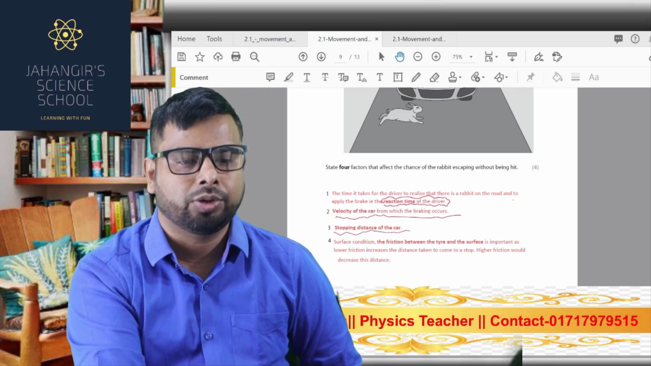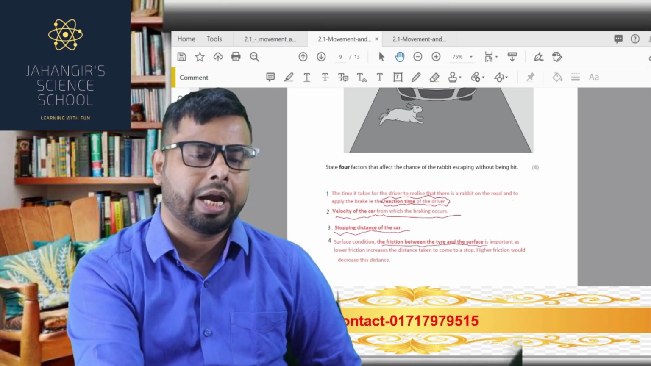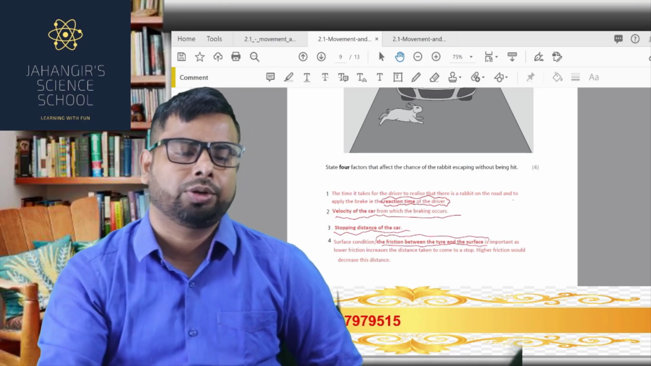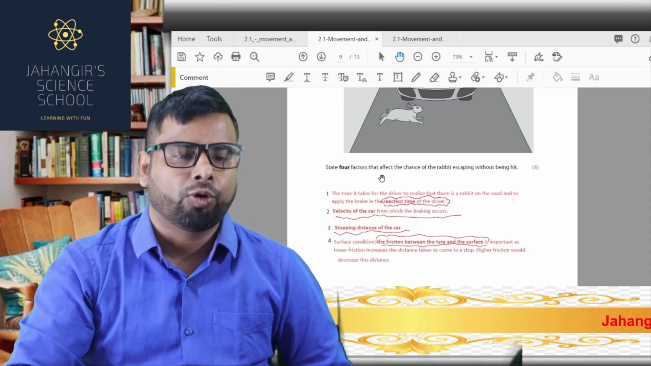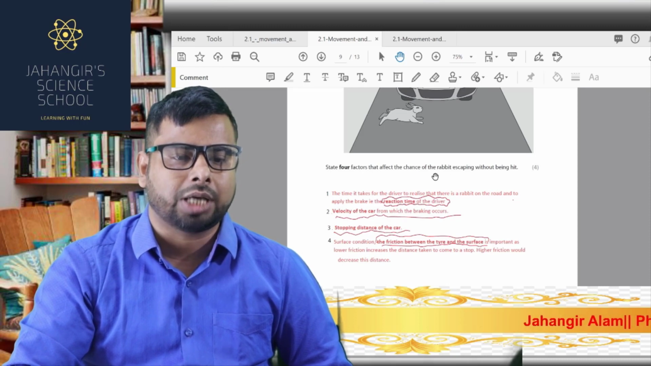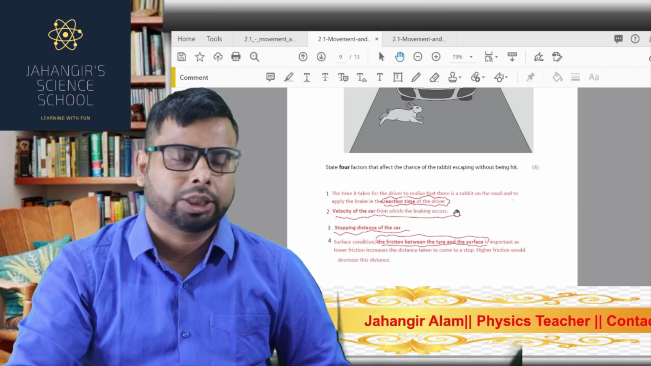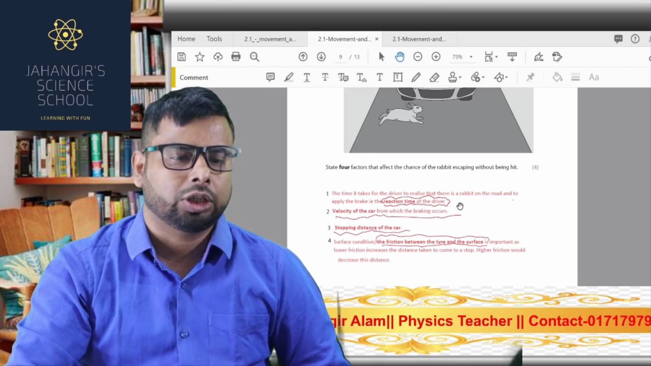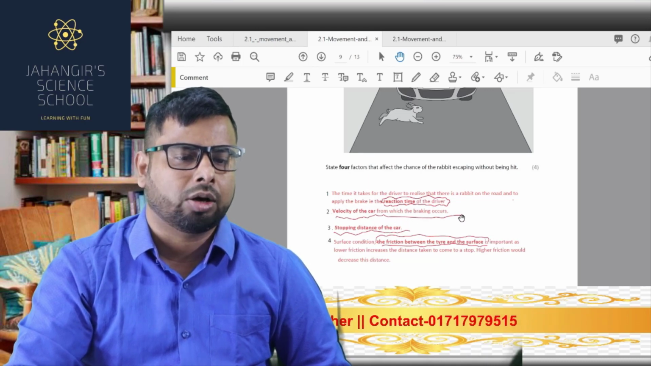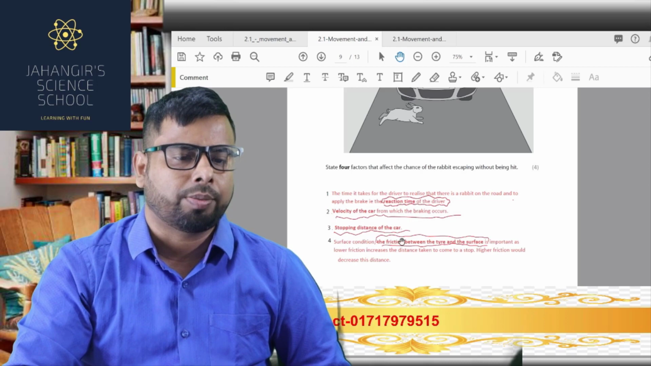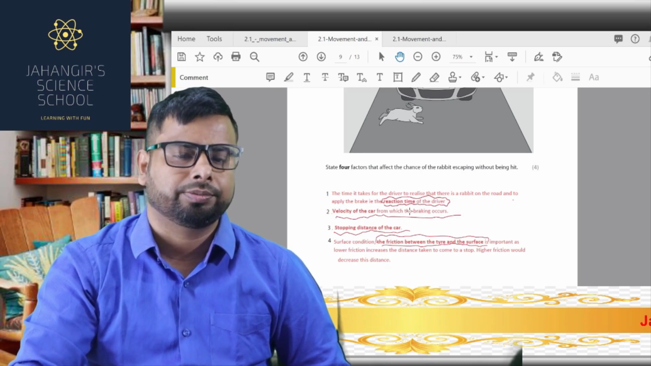The friction between the tire and the road surface. So, state 4 factors that affect the chance of the rabbit escaping without being hit: the reaction time of the driver, the velocity of the car from which the braking occurs, the stopping distance of the car, and the friction between the tires and the road surface.